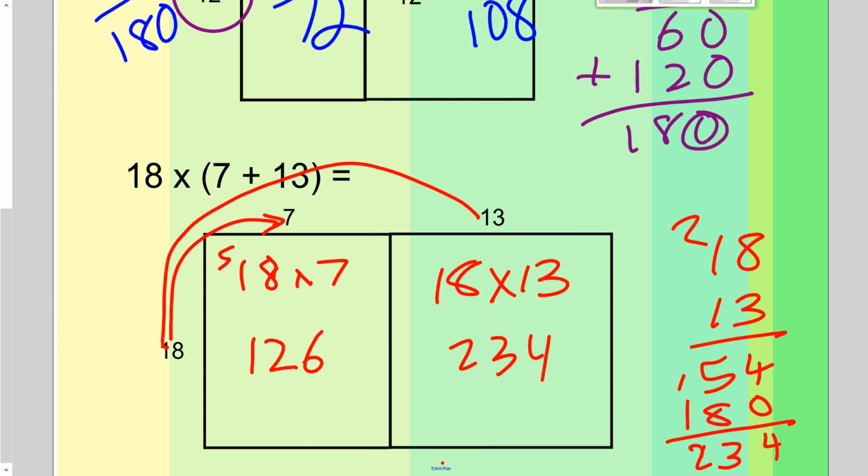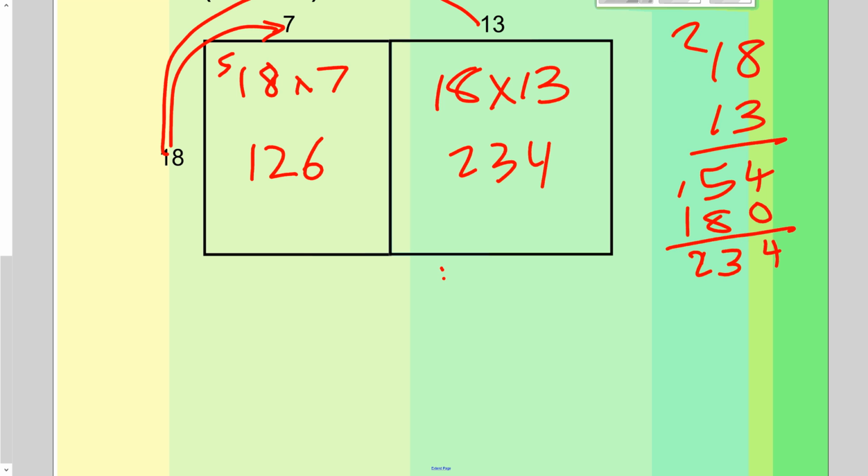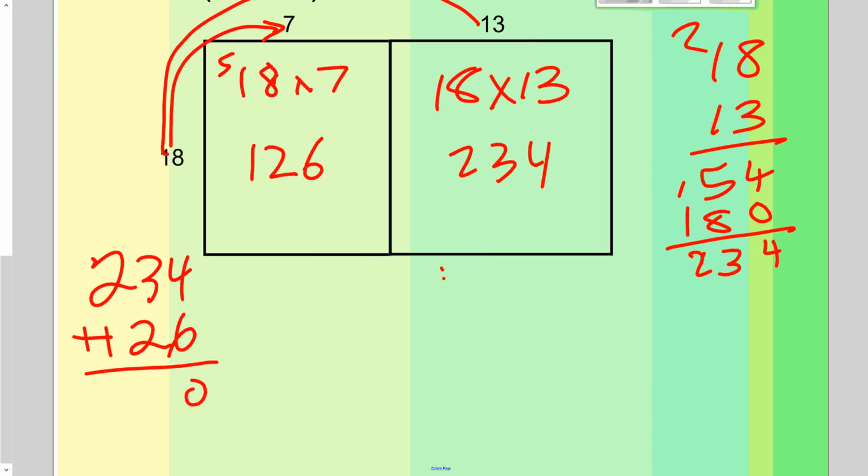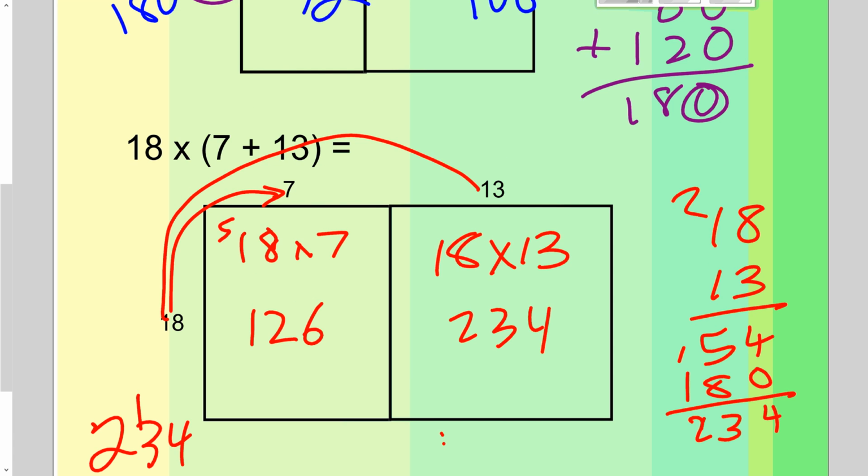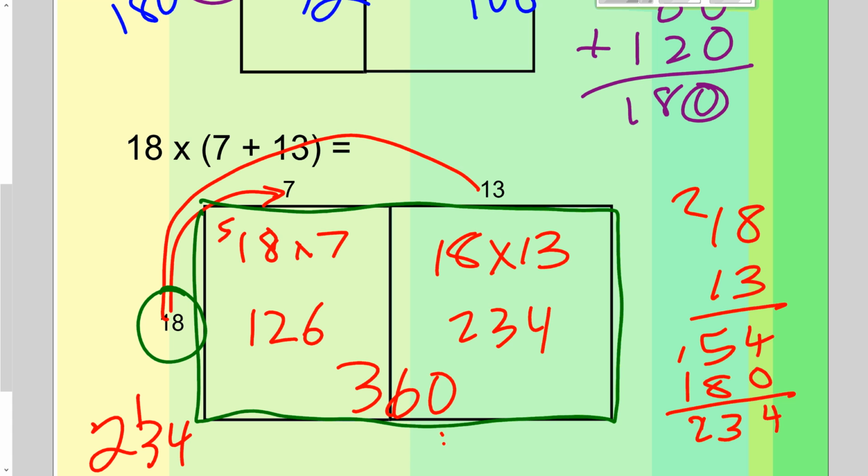And then, like we did before, we would then need to add our 234 and our 126 to get our final answer of 360. So this comes out to 360. Now, if you really look at this, though, aren't we really just looking at one big box? And that one big box is 18, because that doesn't change. But if we were to put these two together, that's really 18 times 20.